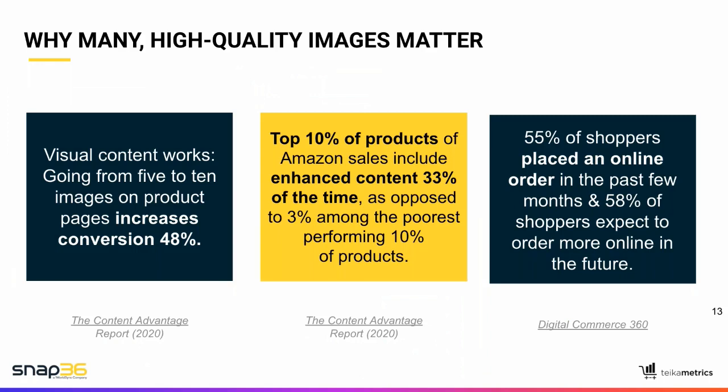This content advantage report was amazing, and this was specifically on Amazon. Going from 5 to 10 images on a product increases conversion 48%. It's awesome. Again, we want to be educated, we want to be excited, ignited, and we like more information versus less. So taking special interest in that is tantamount in your online merchandising. The top 10% of products on Amazon sell enhanced content 33% of the time, as opposed to 3% among the poorest performing 10% of products. That's not coincidence, right?